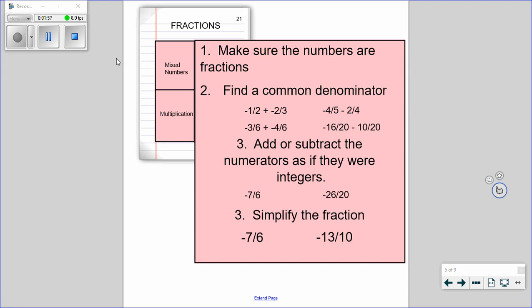Finally, we have to simplify the fraction. We get -7/6. I can't simplify that anymore because there's no common factor. And -13/10 because you can divide both 26 and 20 by 2.